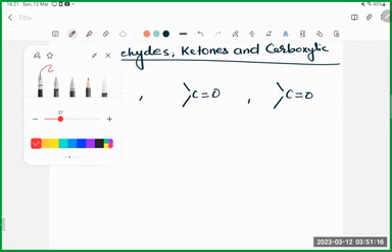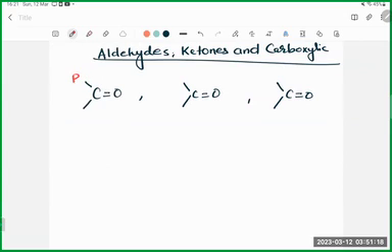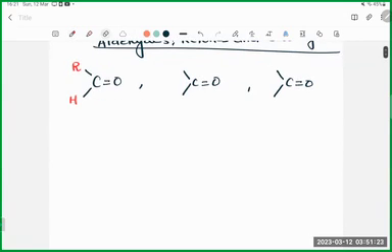Yes, ma'am. If I write the aldehyde symbol, I may write R and H. Right. There is an exception, one compound which is formaldehyde, where we have H on both sides. But otherwise one side will be the alkyl group and the other will be the aldehyde H. So this is the aldehyde symbol. Correct, Hridaya?